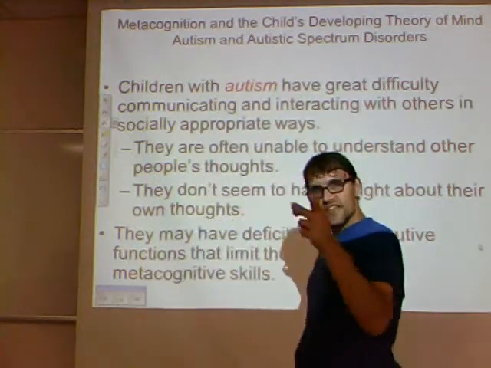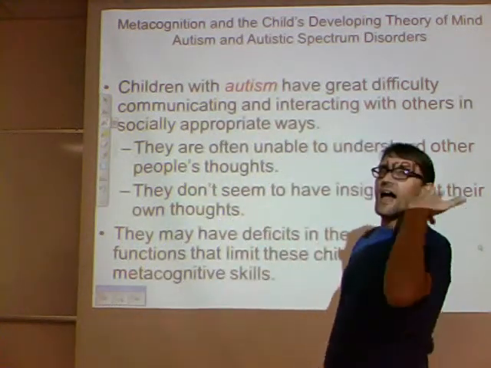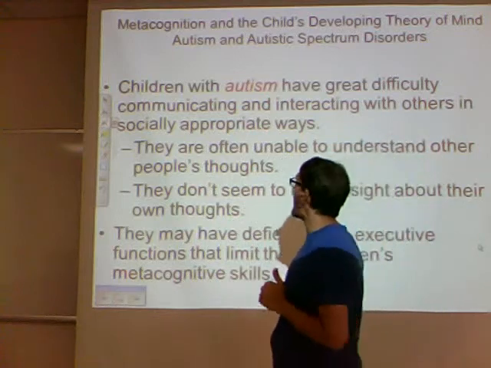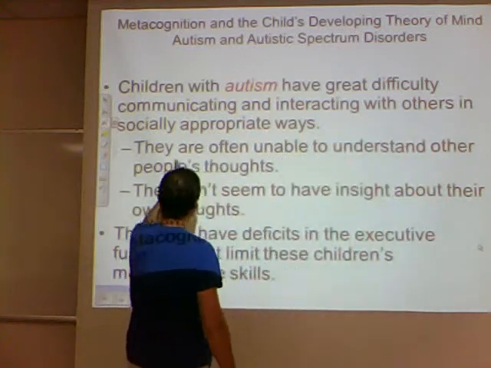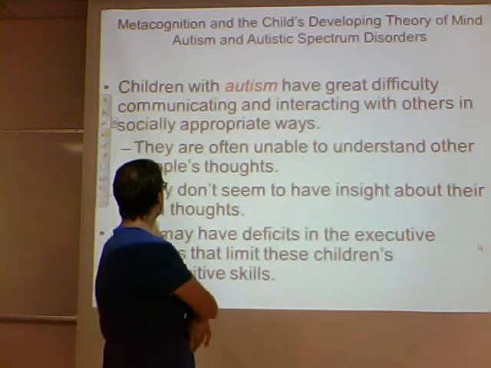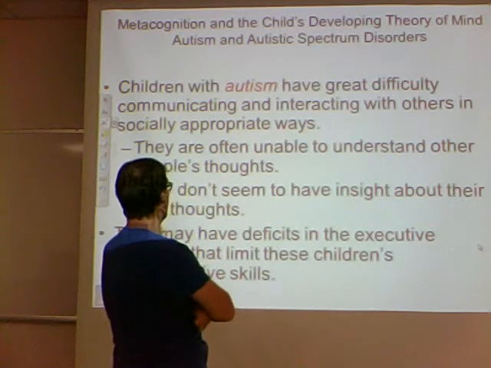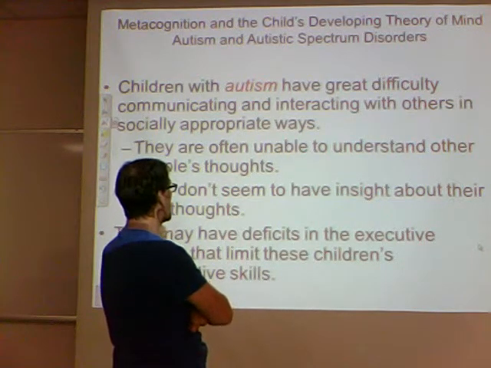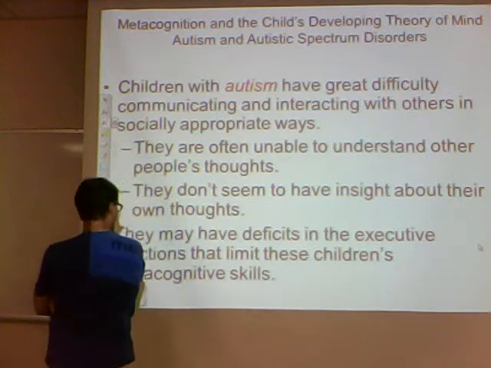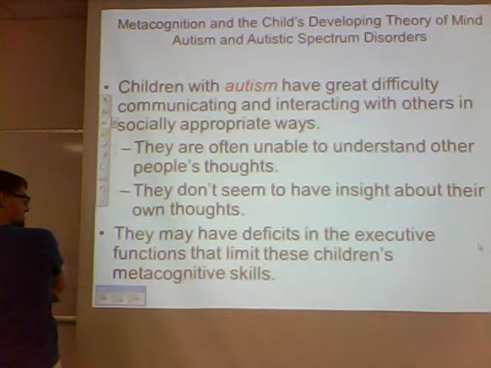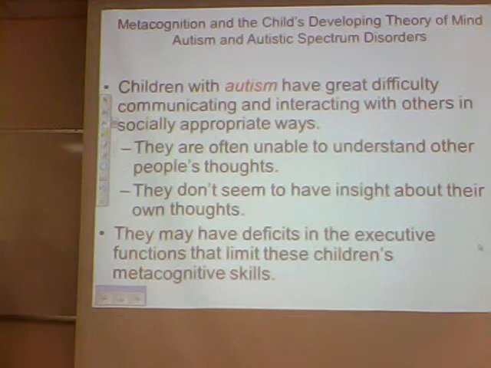They just don't have the theory of mind. Their mirror neuron system isn't firing in the same way. They're often unable to understand other people's thoughts. They don't seem to have insight about their own thoughts, and they may have deficits in metacognition.